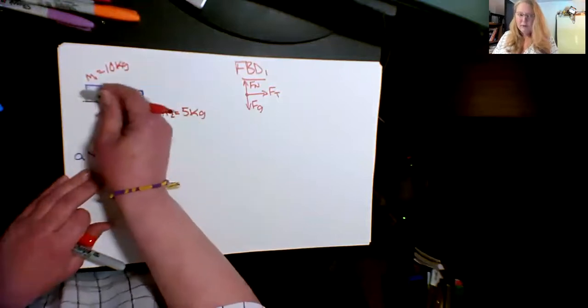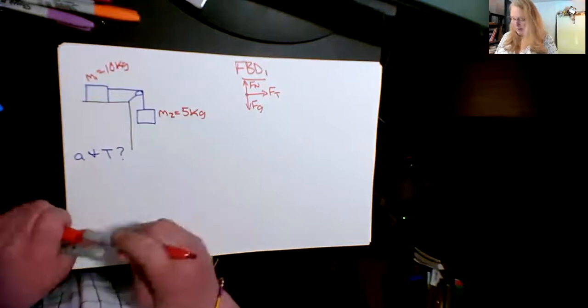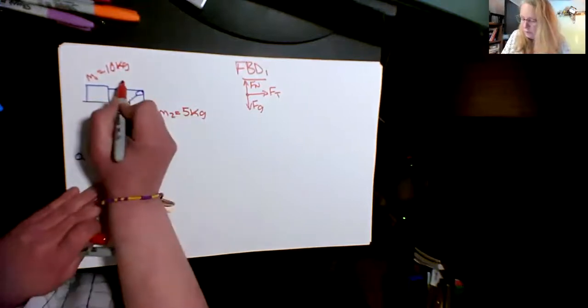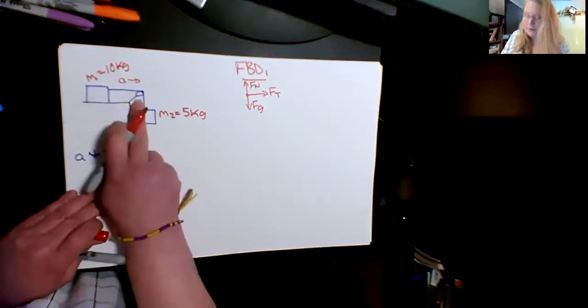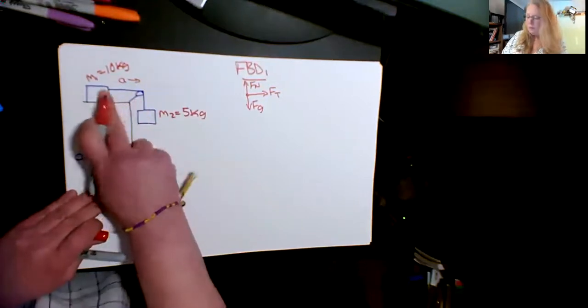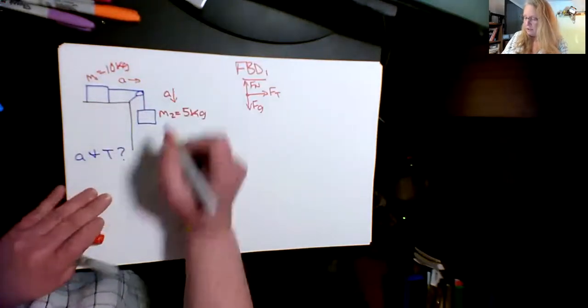There is no force going to the left for this mass. There's nothing opposing that motion. So the only way I can accelerate is going this way. So my acceleration is going to go that way. And if it's accelerating that way and this rope is connected between the two, then that motion is going to be consistent for both. So then I'm going to have a net acceleration coming down.